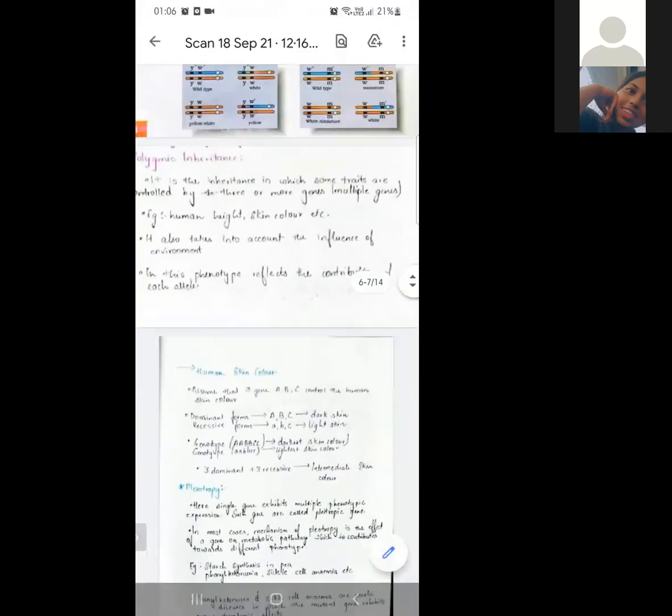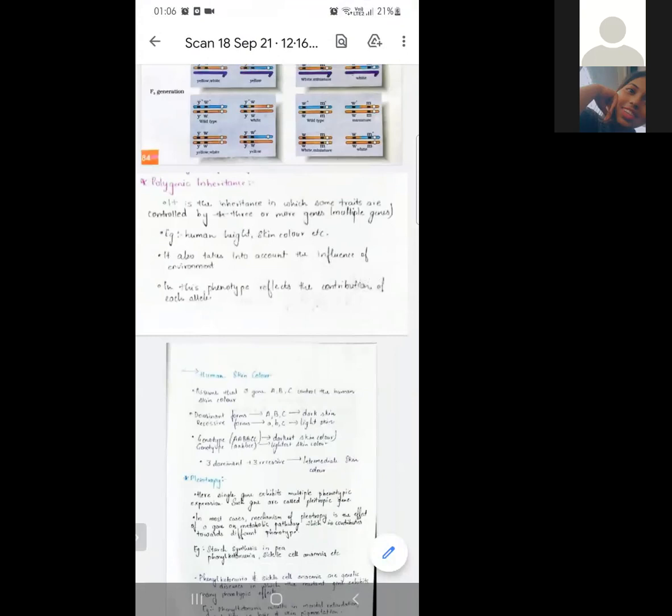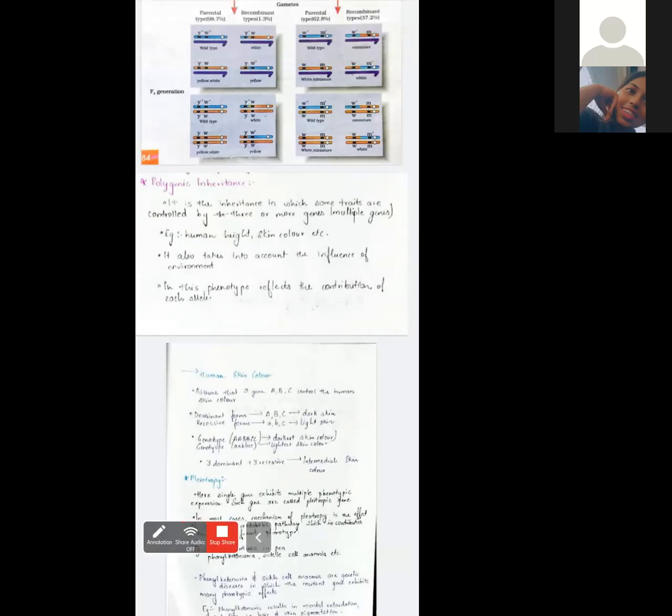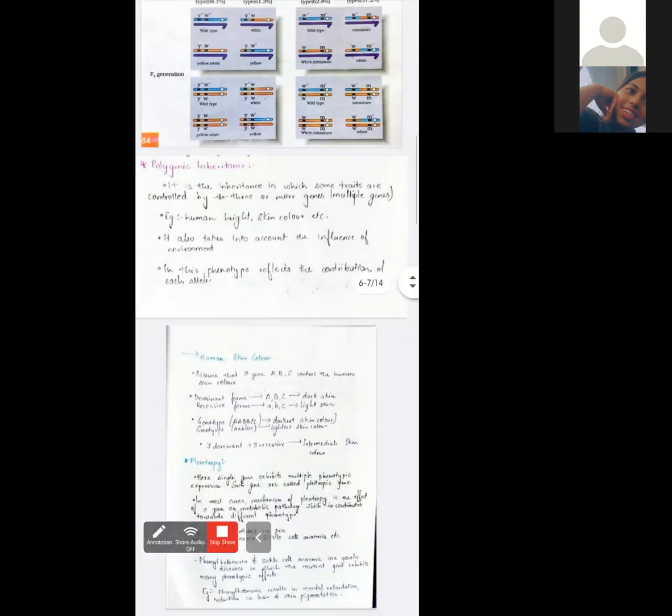But what do we mean by this phenotype reflects the contribution in polygenic inheritance? The effect of each allele is added. That is, it is additive. Now we'll study about human skin color.